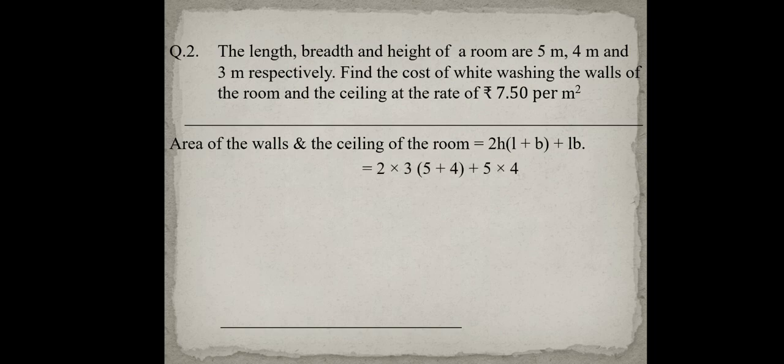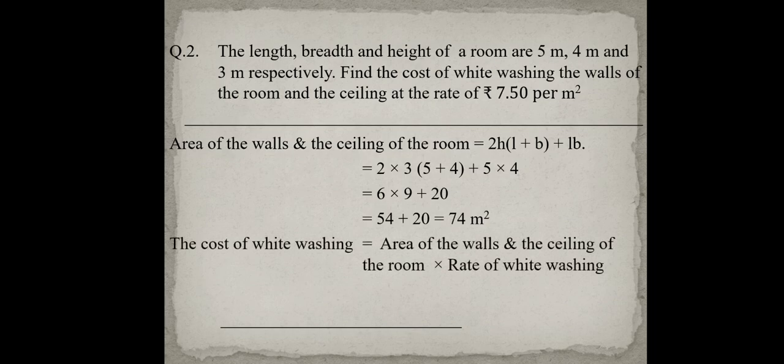So now put the values here: 2 into 3, close the bracket, (5 plus 4), plus 5 into 4. After addition and multiplication we find 74 meter square is the area of the walls and the ceiling of the room. Now the cost of whitewash means the area of the walls and the ceiling of the room multiplied by the rate of whitewashing. So 74 into 7.50 equals rupee 555. So the cost of whitewashing is rupee 555.